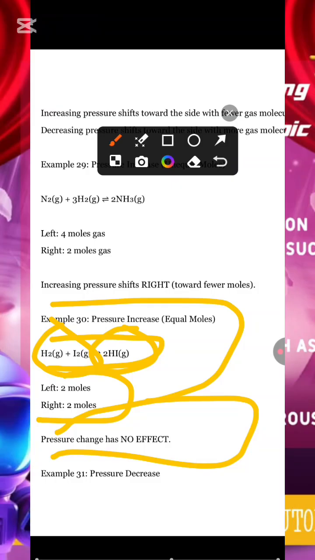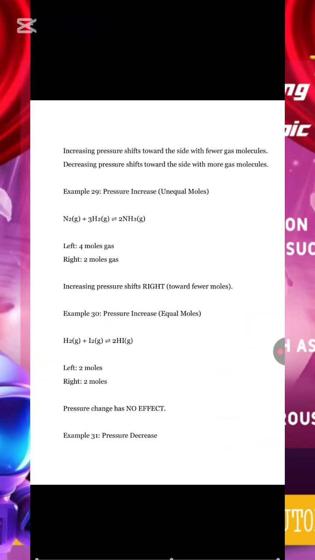So at this point, what do you think? Will increasing pressure shift it to the left or to the right? No, it will not shift anywhere because the moles are equal. They are the same, so equilibrium does not know where to shift to. Whenever you have equal moles on both sides, pressure change will have no effect on the system.